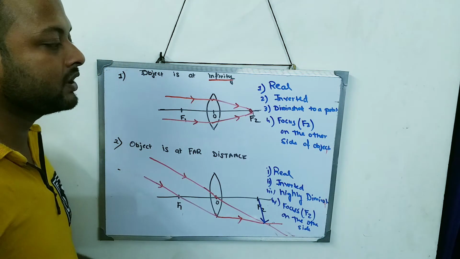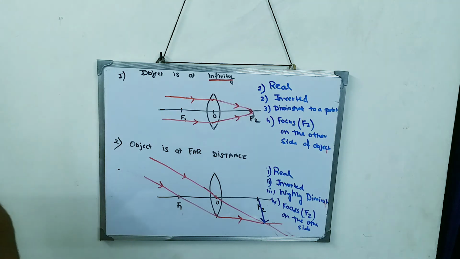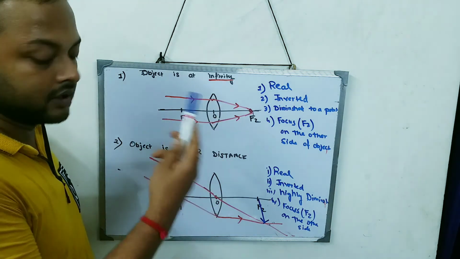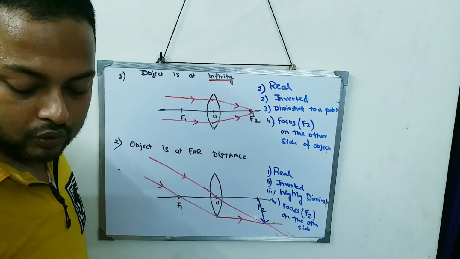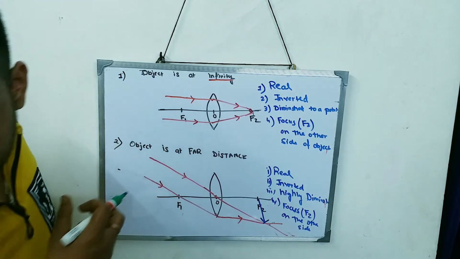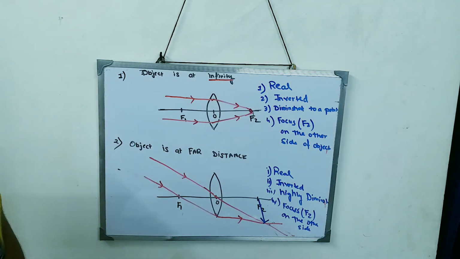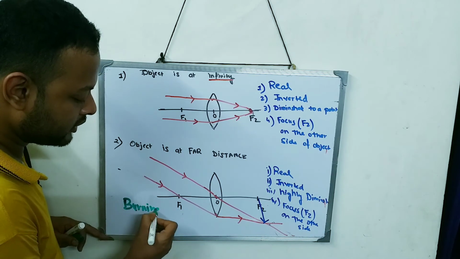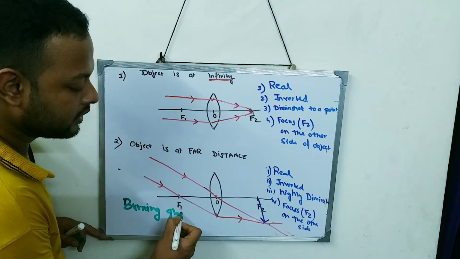So these are the first two ray diagrams. Now, where is this used? I can say it is used in the burning glass. Both the ray diagrams over here are used in the burning glass. I think you know what a burning glass is. Means what?